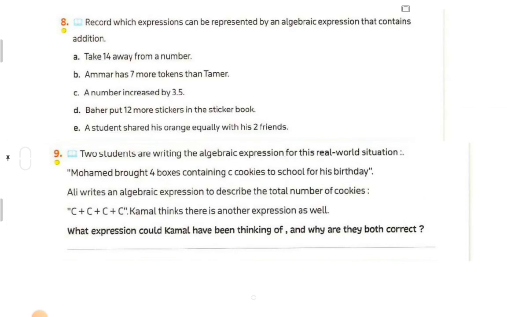Okay, record which expression can be represented by an algebraic expression that contains addition. Which one of these has an addition operation? Take 14 away from a number like m. Take away, 14 minus 14. Is it addition? No.